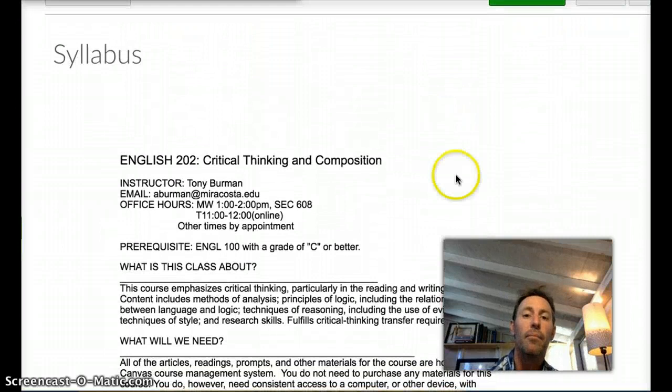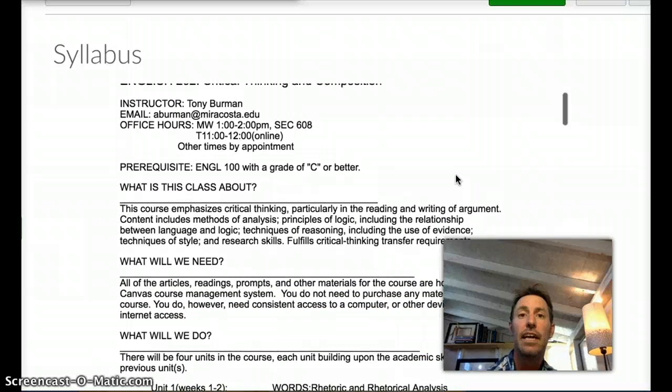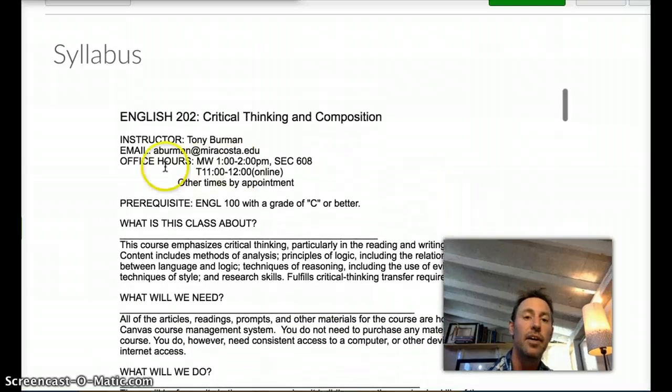Now, before I get into some of the nitty-gritty, let me just highlight one thing here, and that is my email address. My email is aberman@miracosta.edu, and so that's the easiest way to contact me. You can also contact me via Canvas, and then it links to that email address. But I just want to point that out in case you've got a question or concern and you've got to get it in front of me as soon as possible.